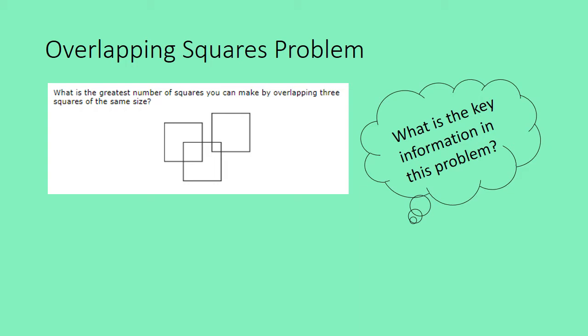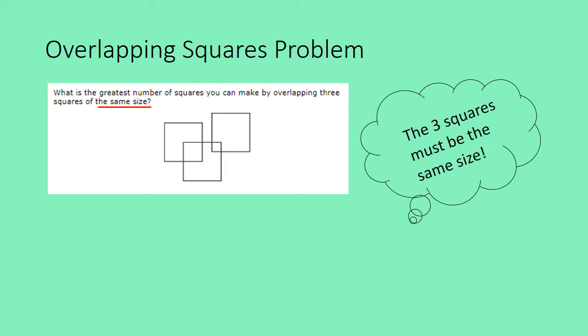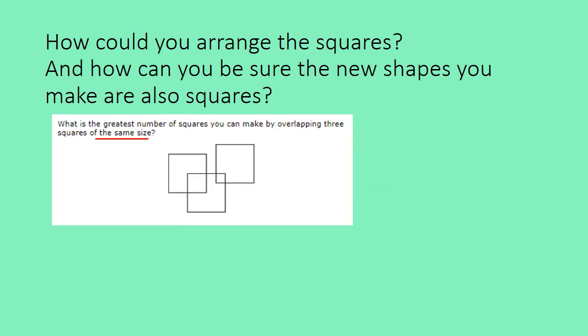So I'd like you to start by pausing the video and having a think about the key information in this problem. So when I read through, I thought the important information there was that the three squares have to be the same size. So now we need to think about how we could go about solving this problem.